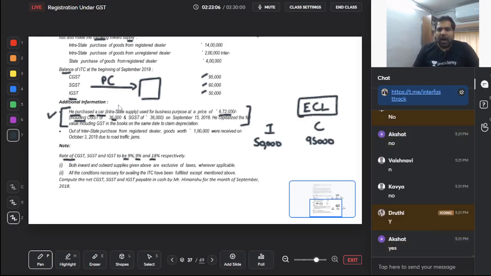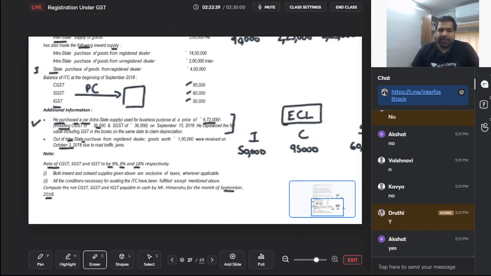There is no impact on the ledger because of this. Next, out of the interstate purchase from registered dealer, goods worth 1 lakh were received in October. Guys, we are doing this for the month of September. If goods are received in October, will you get GST on that? No. So on 1 lakh, you will not get GST. Let's calculate the credit ledger. Everyone watch out very carefully.